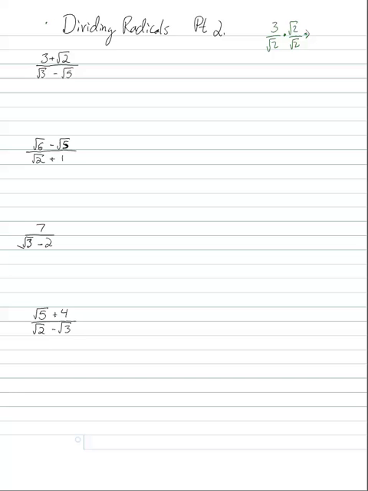And you can say, well, 3 times square root of 2 is just 3 square root of 2. And square root of 2 times square root of 2 would just be 2. It'd be square root of 2 squared, so 2. When I have a binomial in the denominator, it's a little bit different.